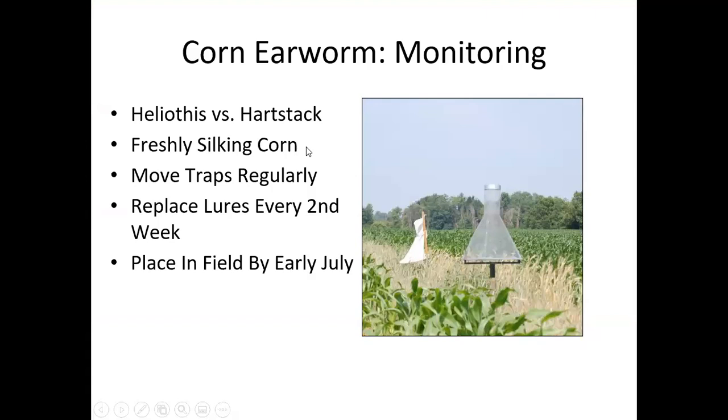So we can trap for this pest. We're not able to scout for it easily because it is protected by the husk and we can't see it until it's too late. So we are able to trap for it, and there are two different types of traps that are commonly used. The one in the front of the picture here in the foreground is called a heart stack trap, and it is a rigid wire mesh. It is more effective. It will routinely catch about 3 times more moths than the other type of trap will.